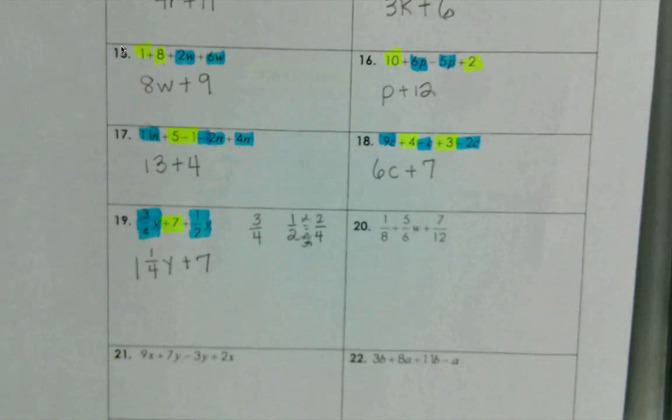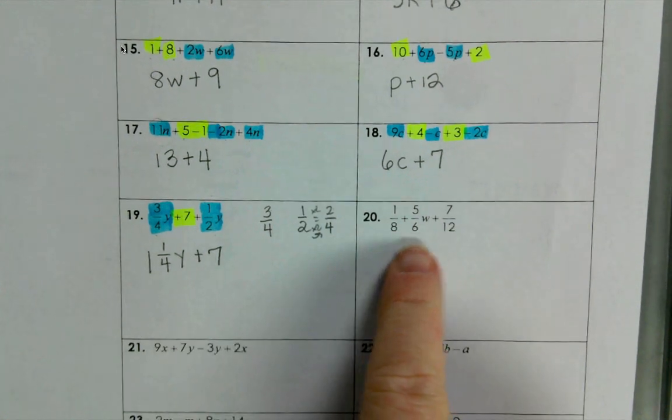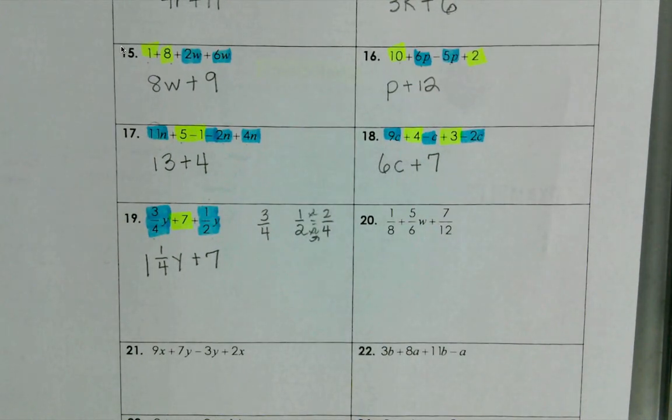But number 20, you're definitely going to want to put that in the calculator, because finding a common denominator for adding fractions is going to be a surefire doozy. And remember, you're allowed to use your calculator in this portion of your TCAP because this is assessing you on your understanding of combining like terms, not your ability to add fractions.